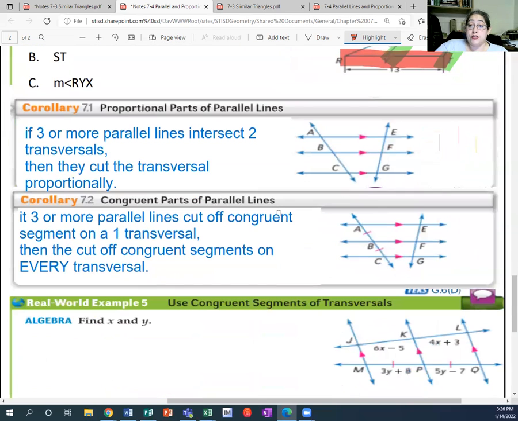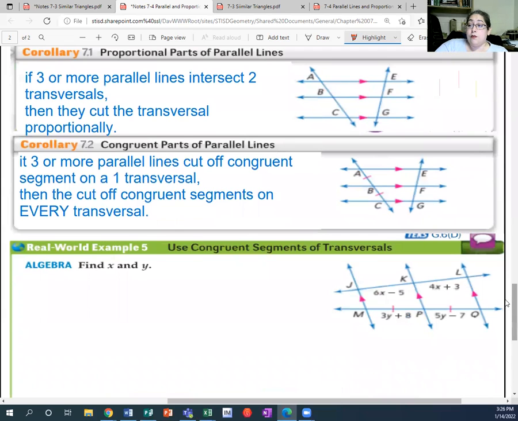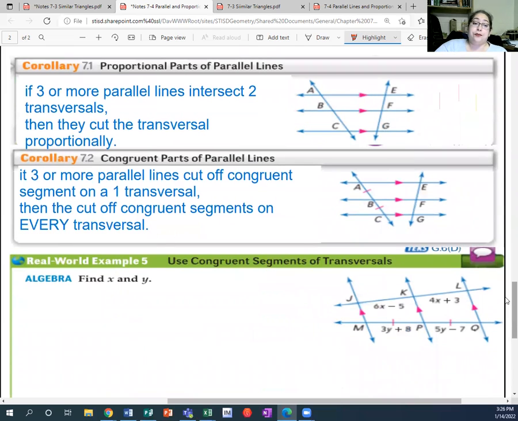Speaking of transversals, we have some corollaries that happen. Corollaries are things that fall out of theorems. They fall out of things that we already know just by the simple fact of those things being things that we know now. Okay.